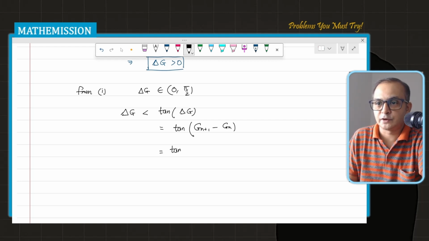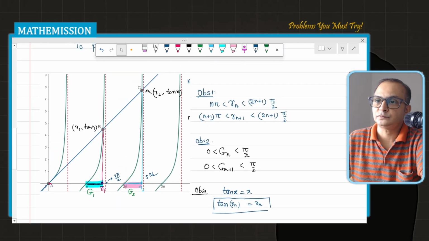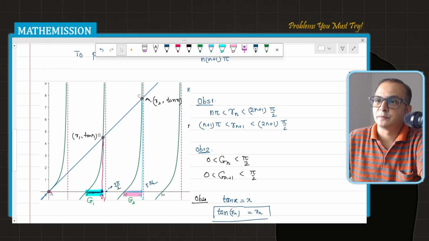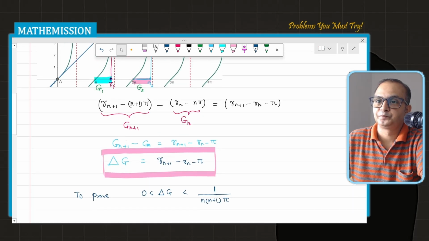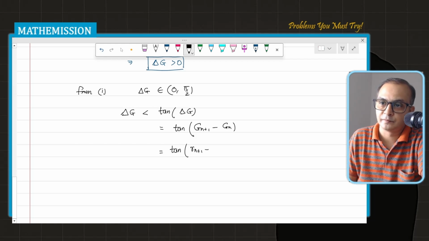What is g_{n+1}? We have actually written it first. This g_{n+1} was r_{n+1} minus (n+1)π, or g_{n+1} minus g_n. We can write this directly. So let us write it. g_{n+1} minus g_n is just r_{n+1} minus r_n and minus nπ, minus π.